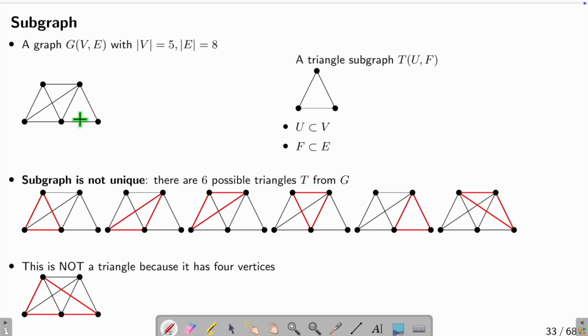Then very naturally, you will ask, is there a way to systematically count how many triangles are in a graph? The answer is yes. All the things you learn in combinatorics carry over here.